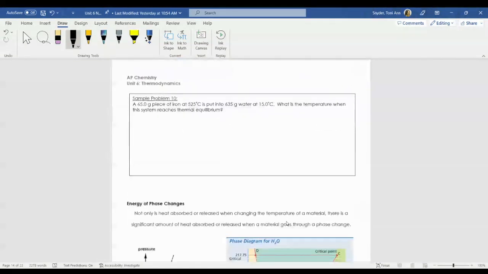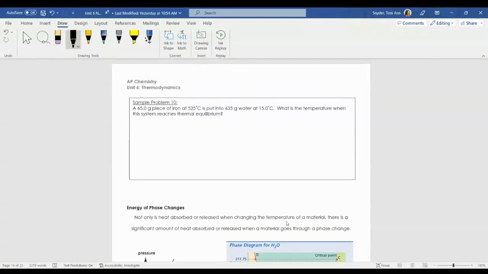Let's do one more sample problem together. A 65-gram piece of iron at 525 degrees is put into 635 grams of water at 15 degrees, positive 15, I'm sorry. What is the temperature when the system reaches thermal equilibrium? So what we're going to do is consider what's losing heat and what is gaining heat.